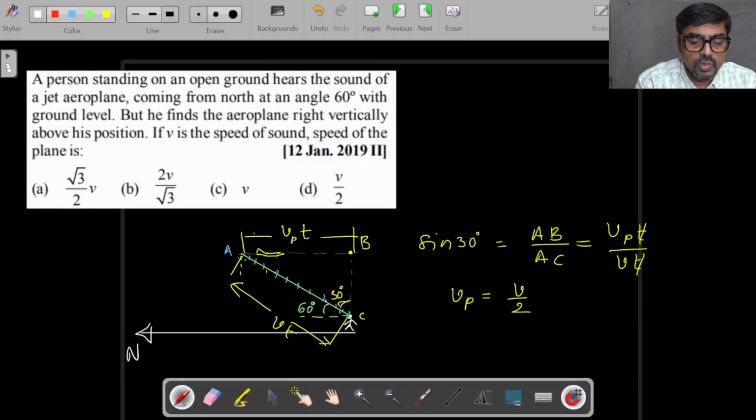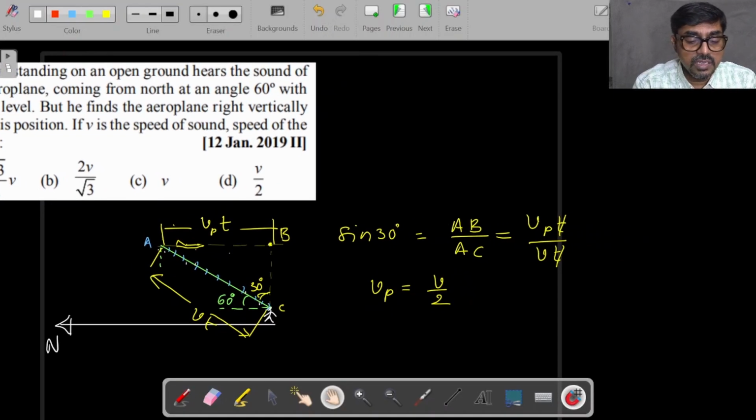And now you can have a little bit of trigonometry. This is going to be v into t, where v is the velocity of the pulse. This is going to be vp into t, that is velocity of the plane into the same time it has taken. Using this right angle triangle, sine 30 degrees equals opposite side by hypotenuse. Sine 30 equals AB upon AC, which is Vp into T by V into T, and from there we get Vp equal to 1 by 2. So I hope it is understood.